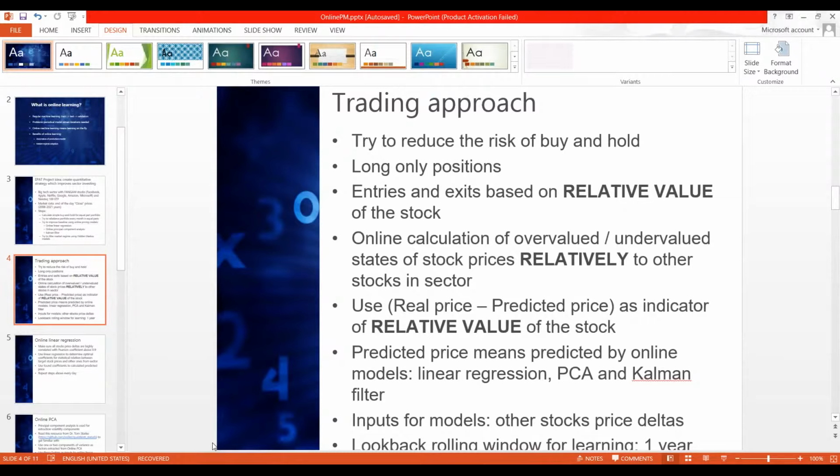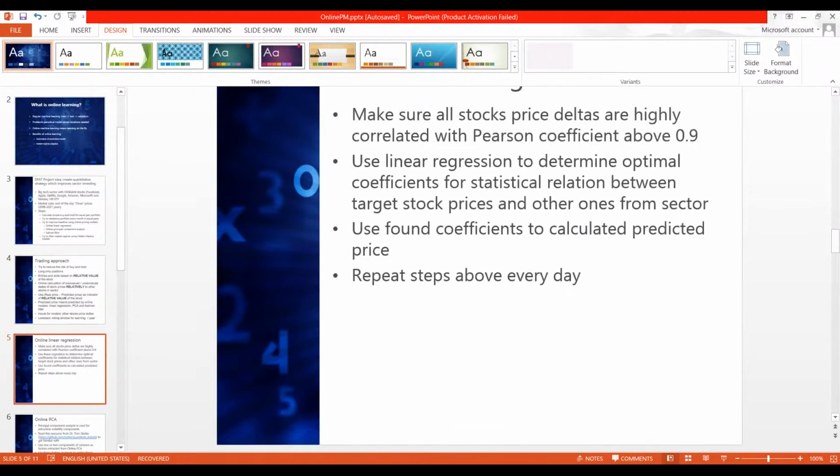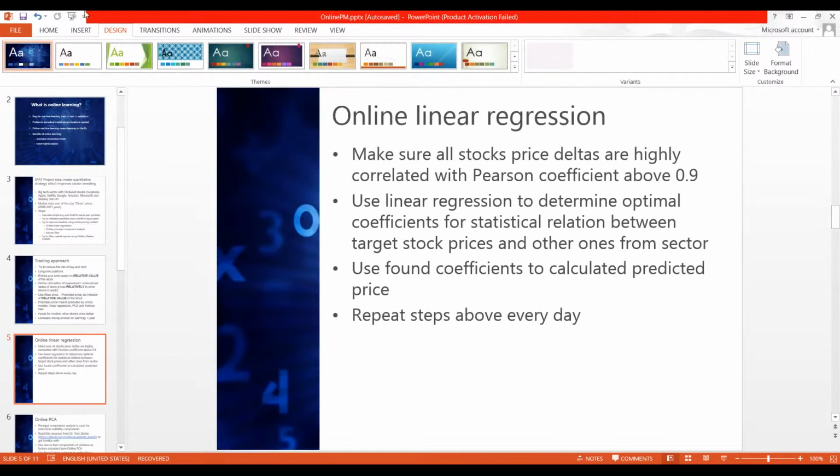As inputs for the models, I use just simple stock price deltas, and the look back rolling window for online learning was 1 year, so 252 days. Let's talk about the models behind. So, online linear regression.